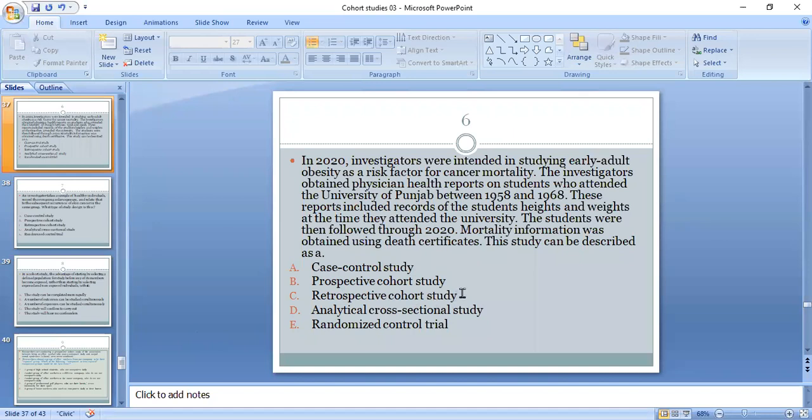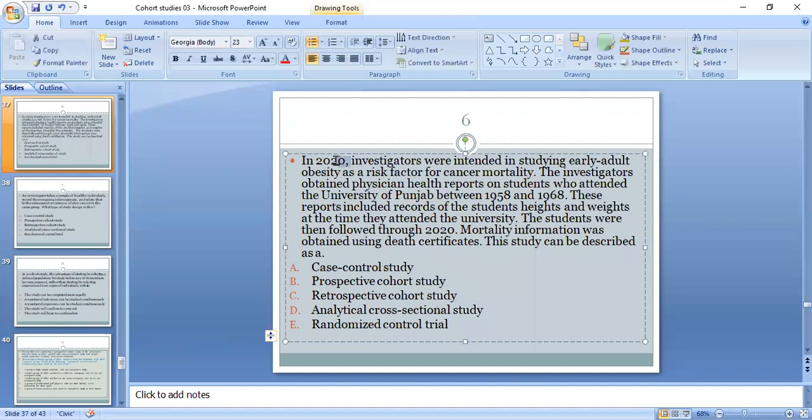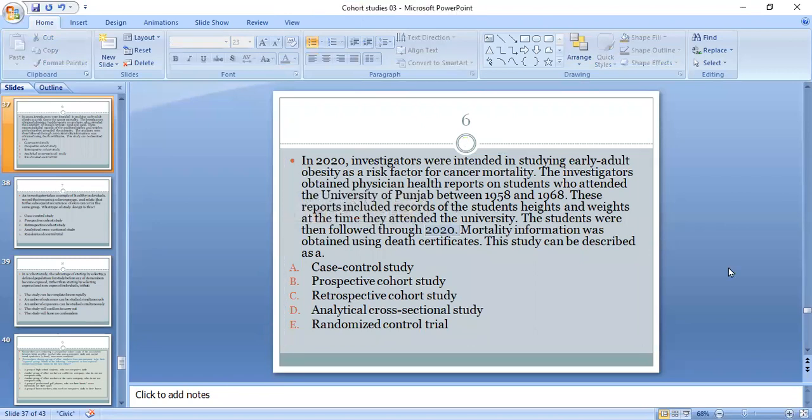This is a retrospective cohort study because the study begins in 2020. The investigator goes into the past to see the exposure of obesity in 1958 to 1968 and then finds the outcome, that is the mortality in 2020. So the researcher goes into the past and measures the exposure and the outcome of disease that both have occurred before the study has begun. So it is a retrospective cohort study.